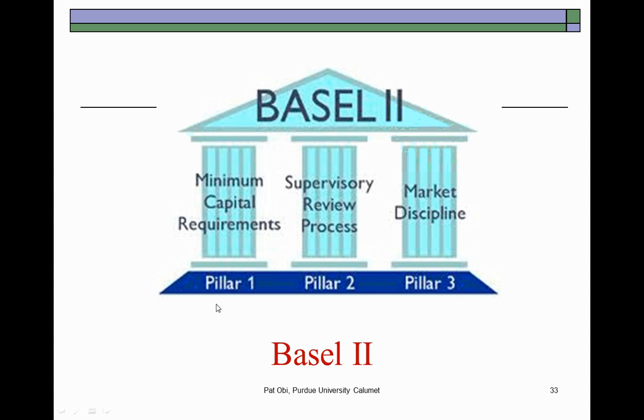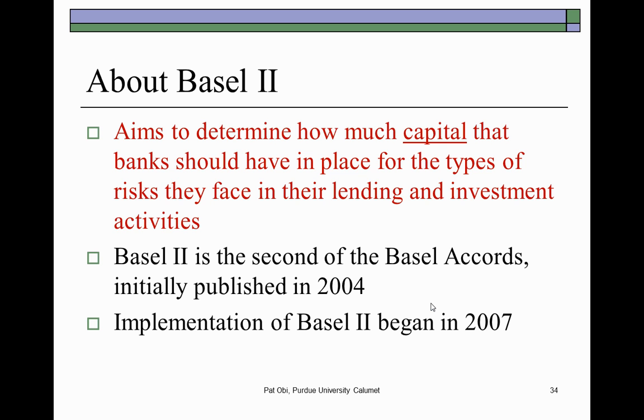Pillar number 1 deals with the minimum capital that will be required for each financial institution. Pillar number 2 deals with supervisory review process, and pillar number 3 deals with market discipline. These will be explained in the next set of slides.